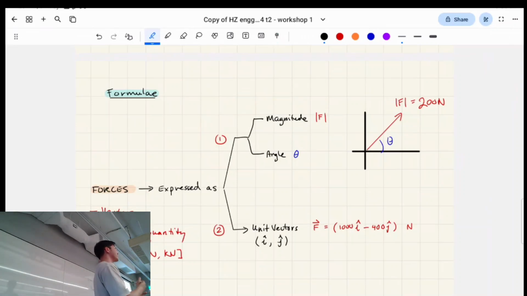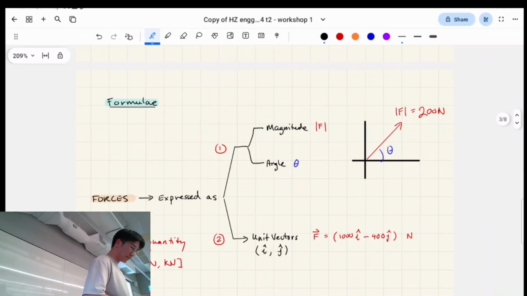Sometimes you'll be doing questions in terms of compass directions. Sometimes you'll say north, east, south, west. Then the angle is relative to those compass directions instead. But here I've just notated it as such. Okay.